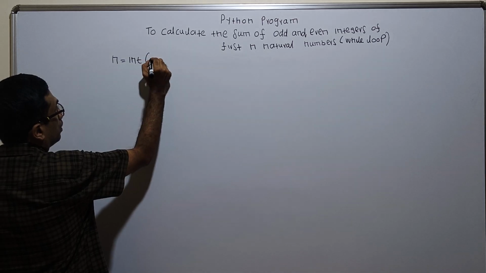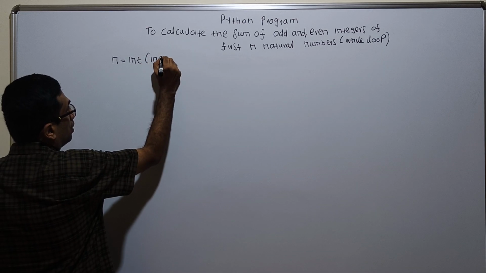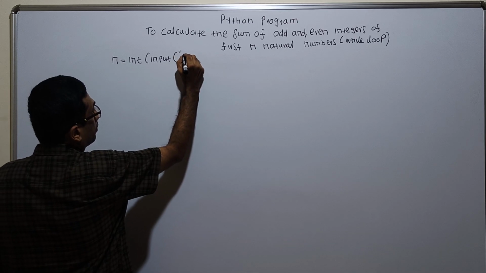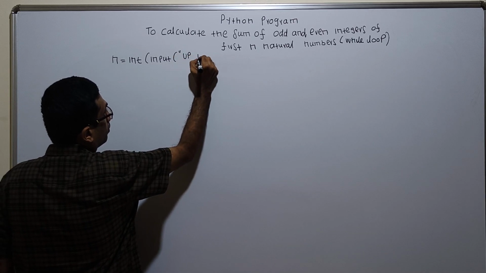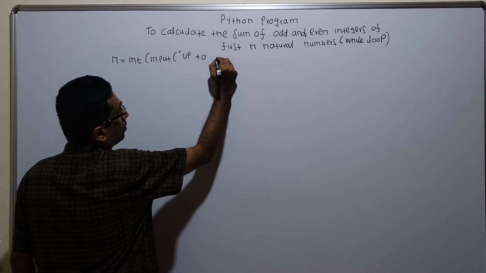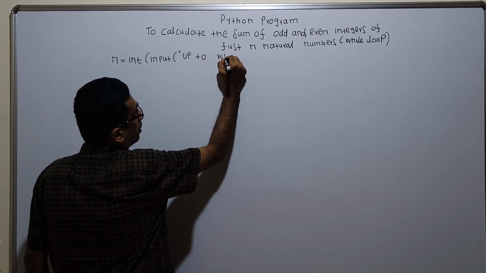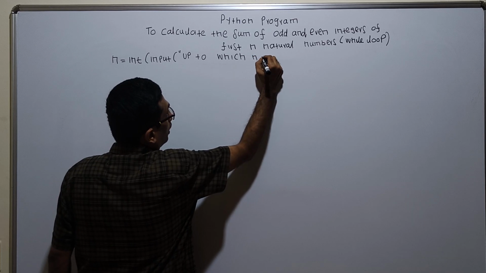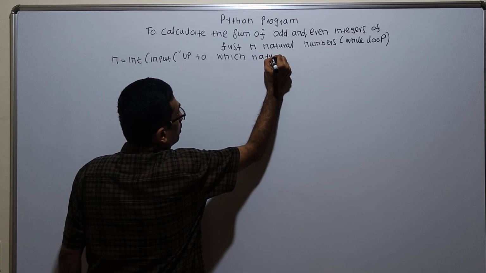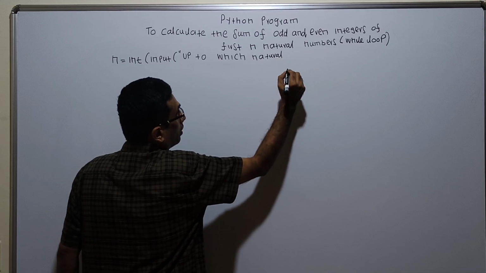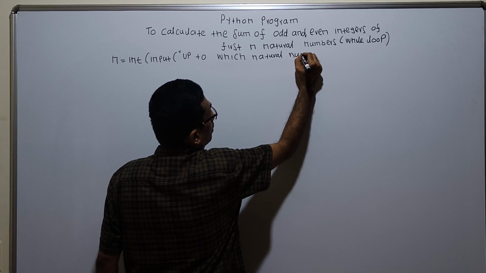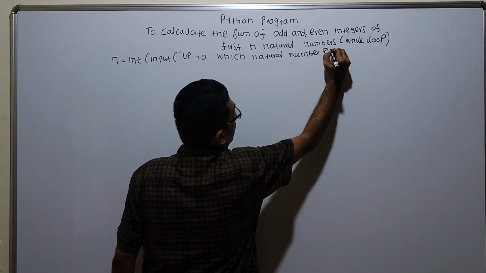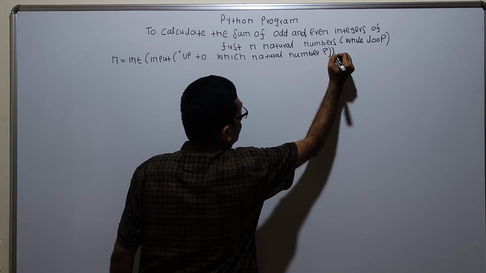integer of input of "up to which natural number?" I am closing the input statement and closing the int function.